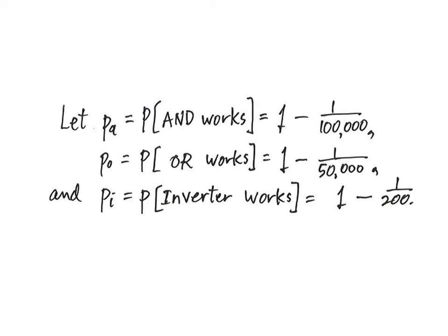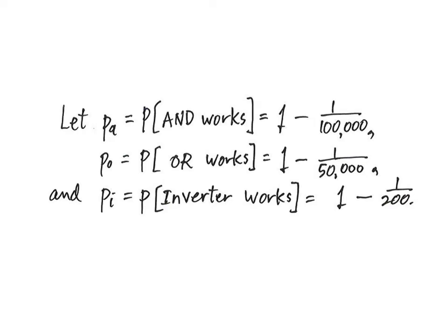But the inverter is low reliability compared to the others. It fails once every 200. So it's like pulling parts from a parts bin, and you're told that 1 out of every 200 inverters will be faulty, but you have no way of knowing that in advance. The AND and the OR gates are much higher reliability.